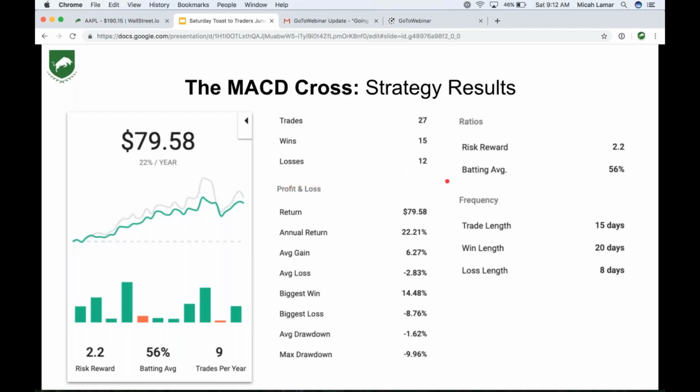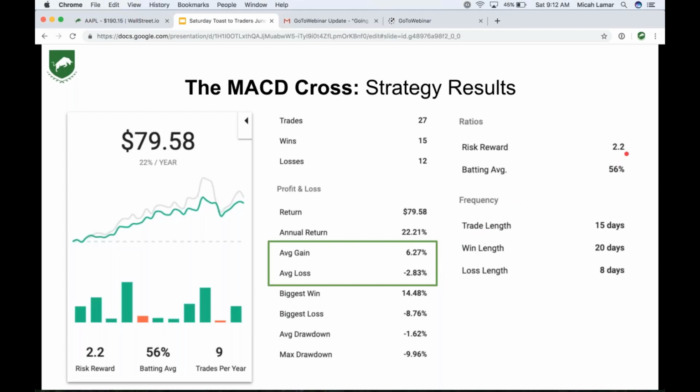Let's talk about the actual data points here for the MACD. When we look at all these data points, there's a few things that come to mind right away. The average gain is insane, over 6%. And I don't know about you, but if I get a 6% move in a stock on a swing trade, I am so happy with that. So an average gain over 6% and an average loss under 3% generates a beautiful risk-reward relationship.